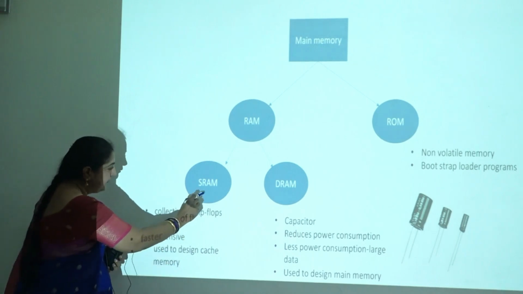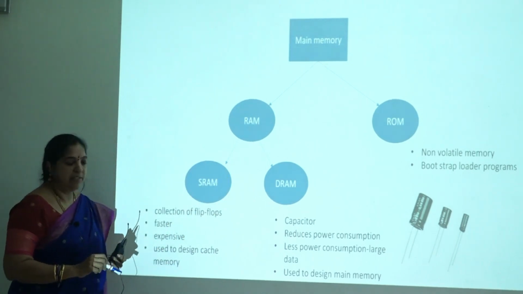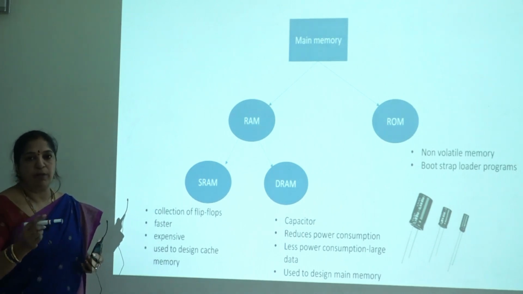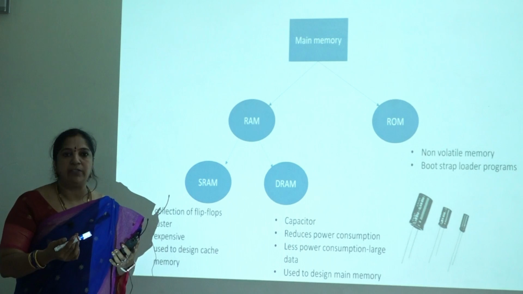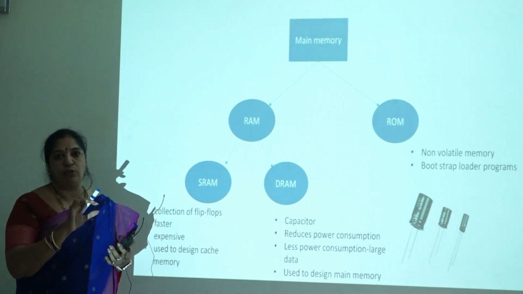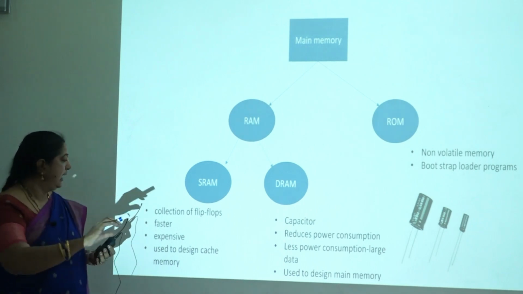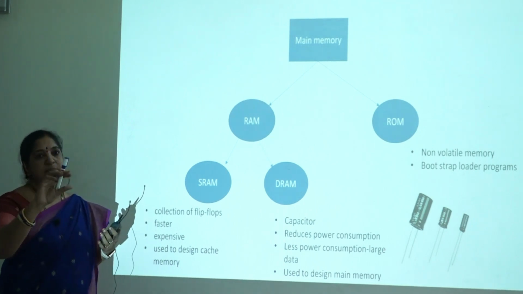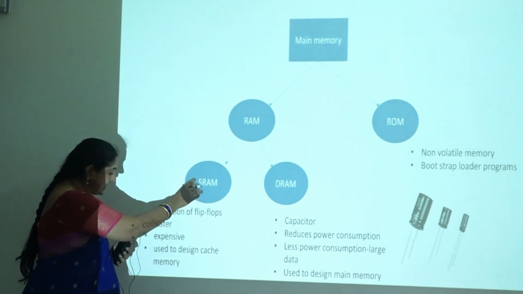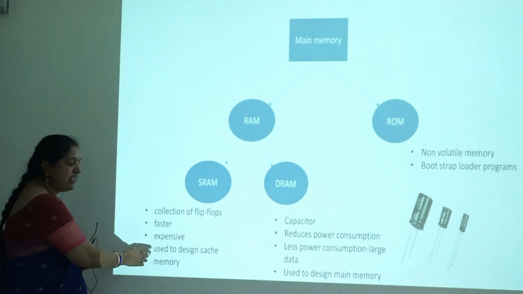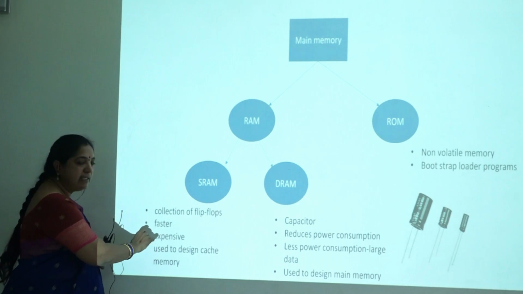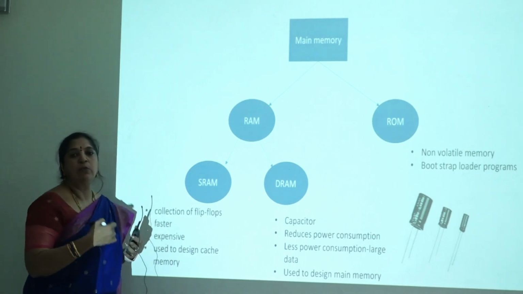The difference between static RAM and dynamic RAM is that static RAM is nothing but a collection of flip-flops. We know flip-flops already, we have discussed them previously. A flip-flop means one bit can be stored in it. So a set of flip-flops together forms the SRAM. This SRAM is mainly used to design the cache memory, and it is costly. It is a bit expensive and also faster.